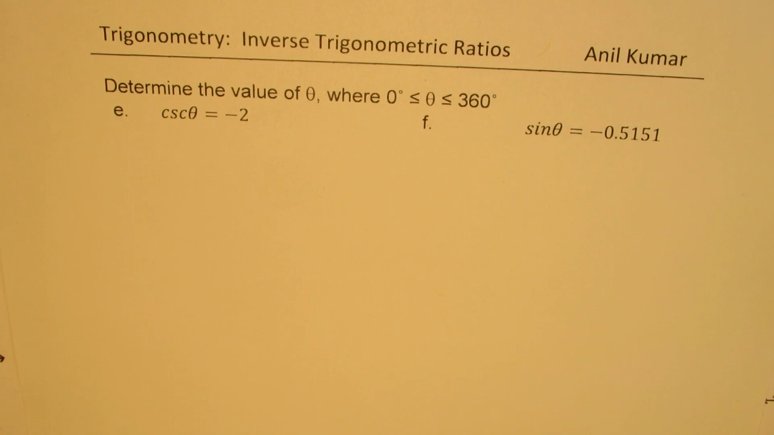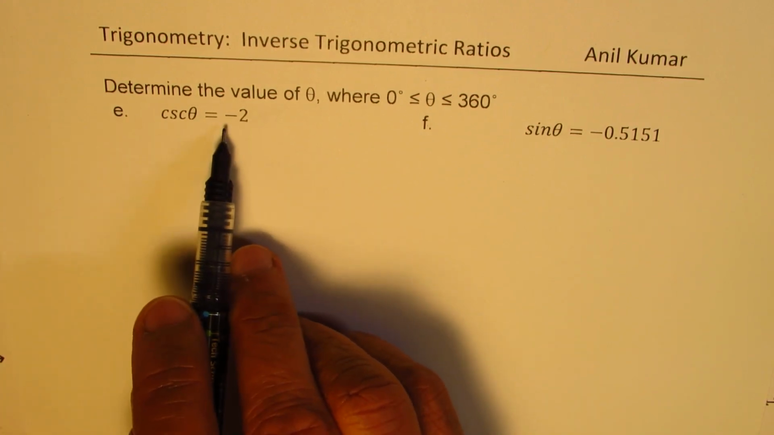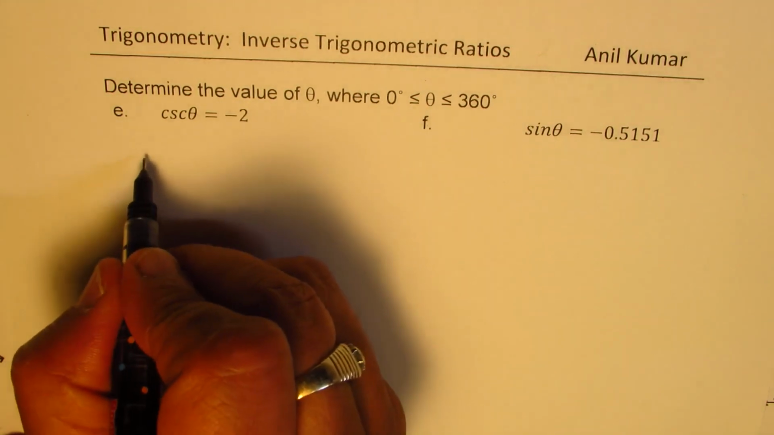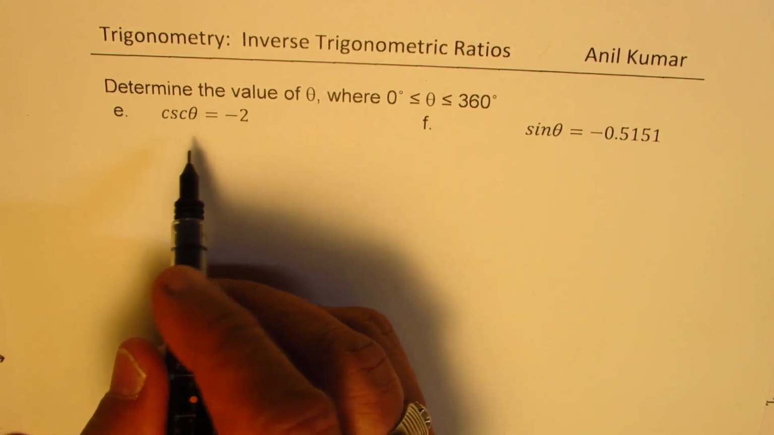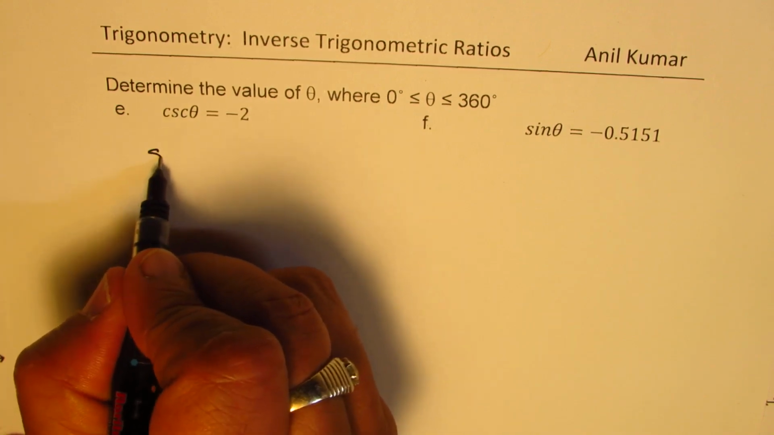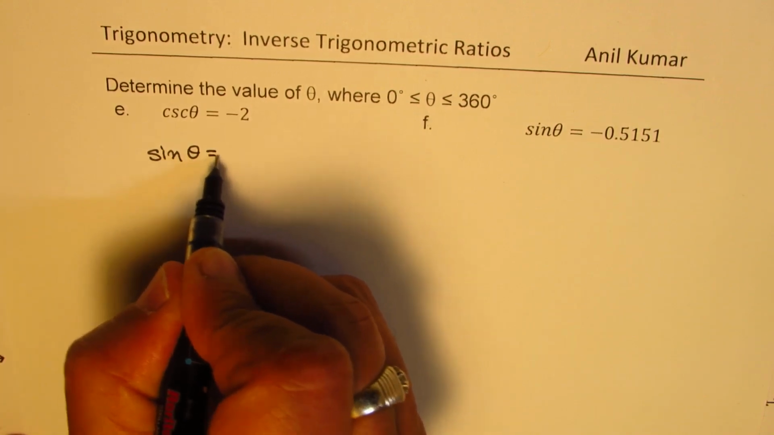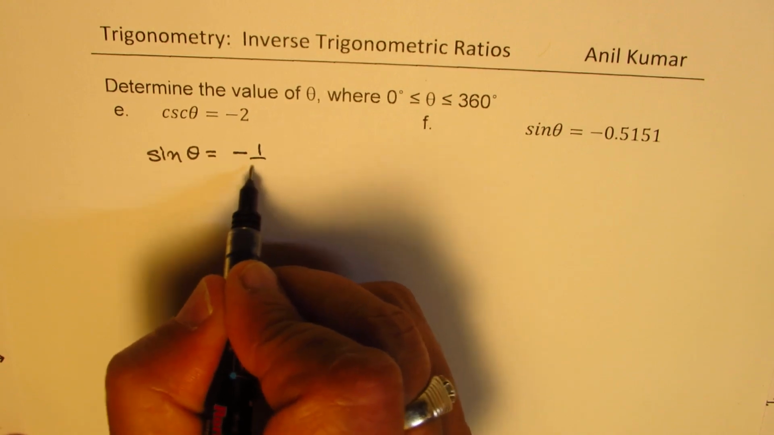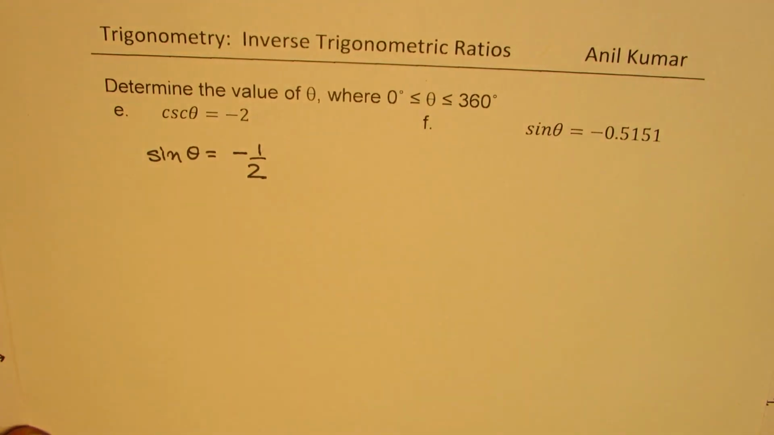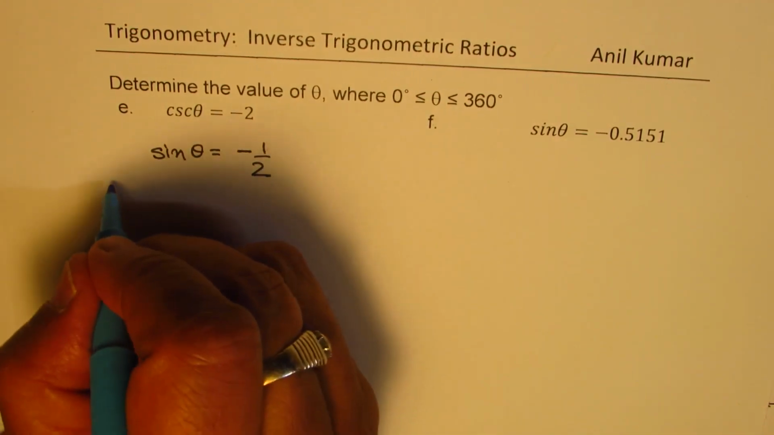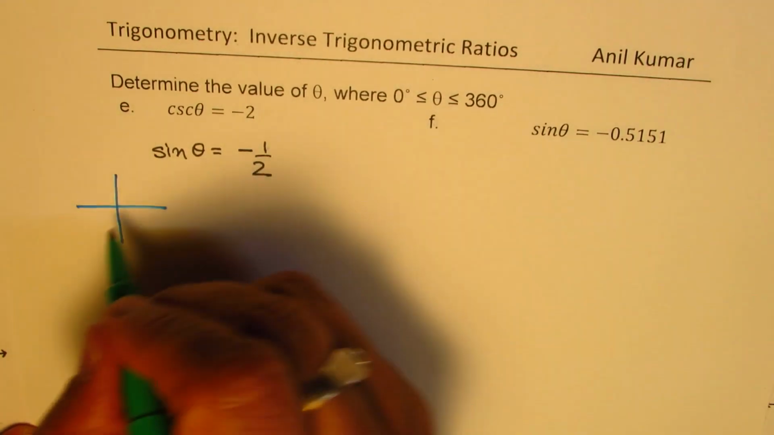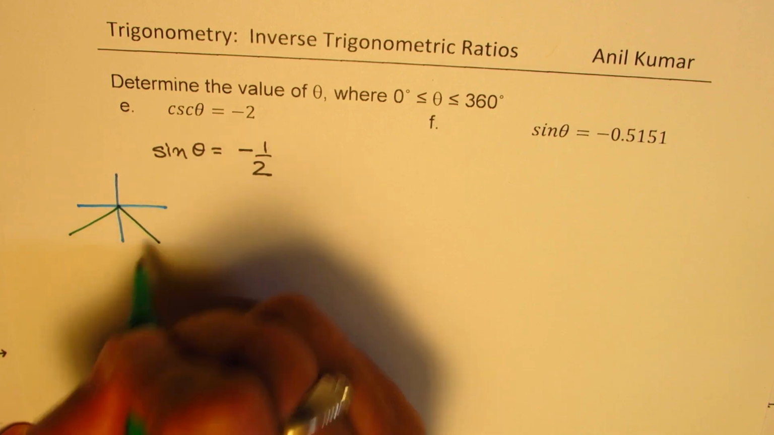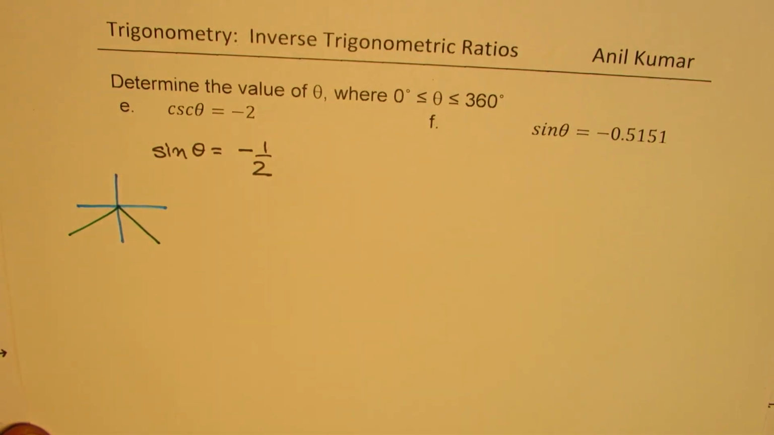Now we are moving into reciprocal ratios. Cosecant theta equals minus 2. So when I say cosecant theta is minus 2, then what is its reciprocal? Sine theta is the reciprocal, right? So sine theta is minus half. Now sine theta is minus half. That means we're looking for solution in which two quadrants? Well, sine is negative in these two quadrants, correct? That's what we're looking into.